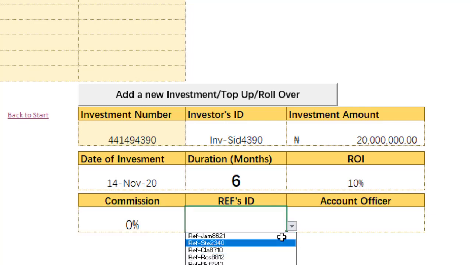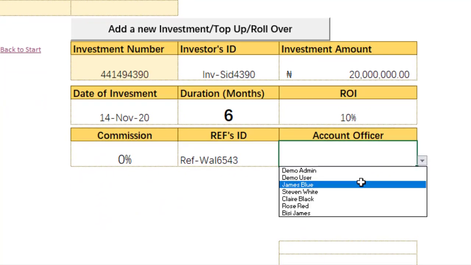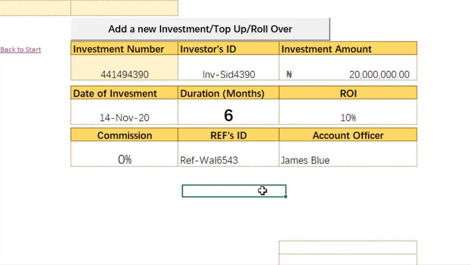Then the ref, there's no need for the ref, but if you want to just choose any ref, it's left for you. Just put any ref there. Account officer, choose any, but just to explain what we are doing. Okay, so now it's good to put the ref of the person that brought the investor initially and the account officer managing the account, except the staff is no more in your employment. Otherwise, just make sure you put data in all these cells. Okay, that is how you roll over the investment.